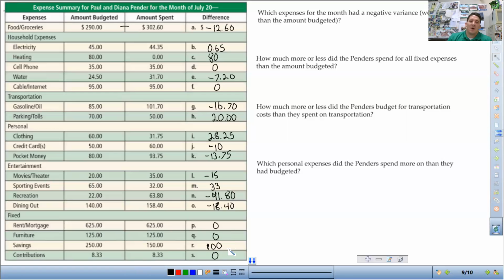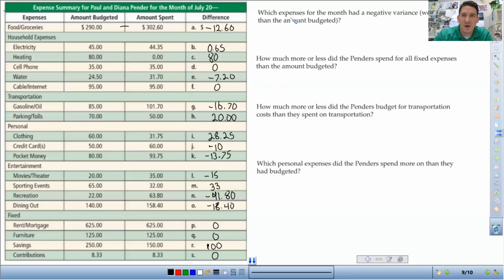So how this works, all these negative numbers are where the Benders went over budget. The positive numbers are where they're under budget. So what you would want to do is add up all these numbers to see if overall you're over or under budget. I'll just tell you right now, if you were to add them all up, they would be under budget total by about $124, I believe, but we're going to look at it in smaller chunks.